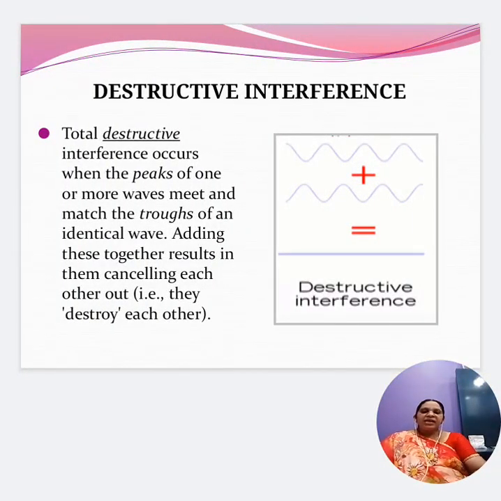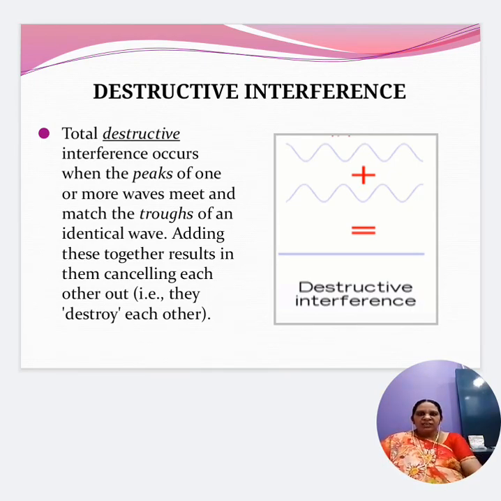Then the next type of interference is destructive interference. When we see destructive interference, we have two waves here again. The two waves are not meeting when they are not in phase.